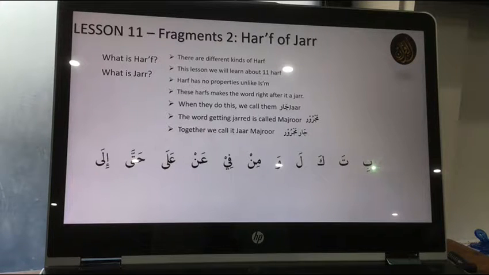Now when la is attached to a pronoun, if I say for me, then it's la plus... so what will be for me in Arabic? Who can say that? Li. Yeah, li. Very good. Li, because la plus ya. We remember in the pronoun chart that ana could be ya or ni. When it is ya, it's jar. When it is ni, it's nasab. So li means for me. Let's take another example.